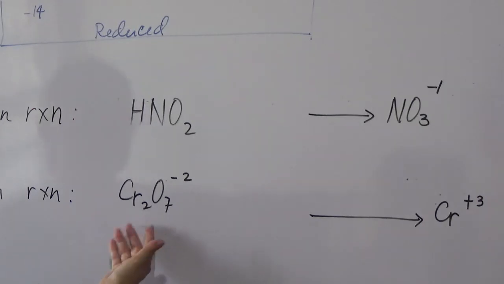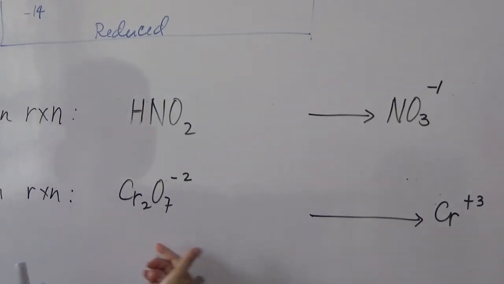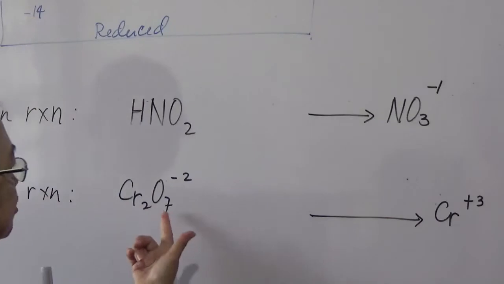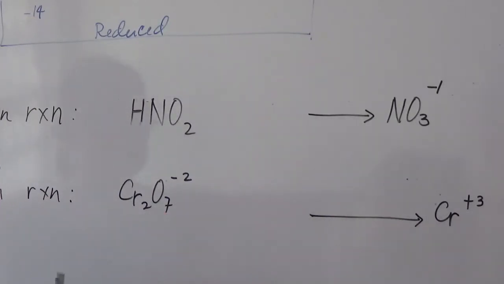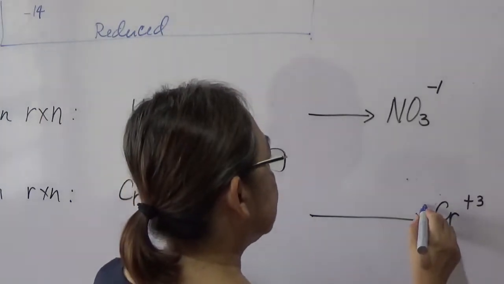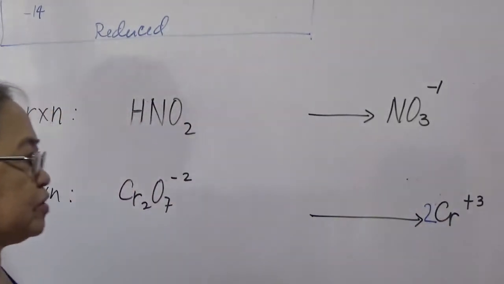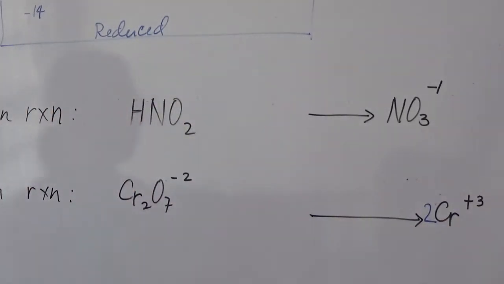On the reduction reaction, you have 2 chromium, you have only 1, you have oxygen here, no oxygen on the other side, so we have to balance chromium. So in order to balance chromium, we are going to write 2 as a coefficient for chromium +3. So we have already balanced other elements except hydrogen and oxygen.